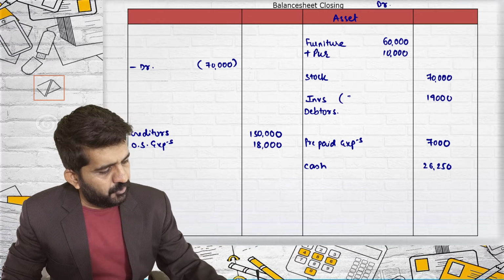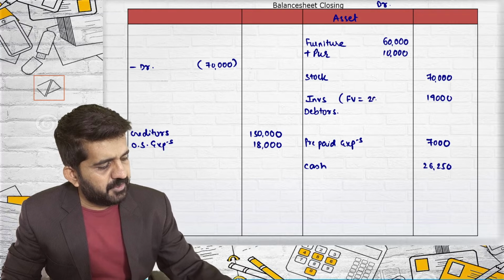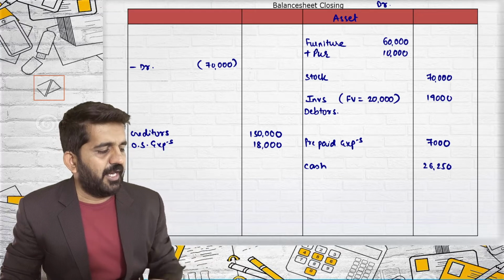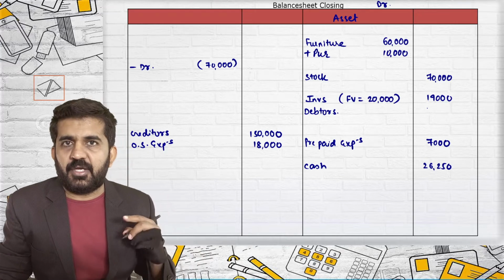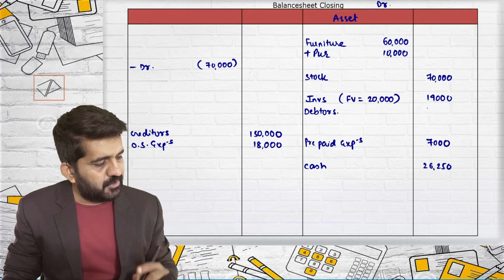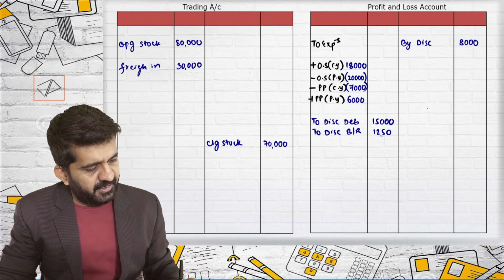In the inner column you can write down the face value of this investment, which is 20,000 rupees. But I have got it at 19,000 rupees. Accountancy works with the cost concept. Our cost is 19,000, so in the outer column we'll be writing 19,000.